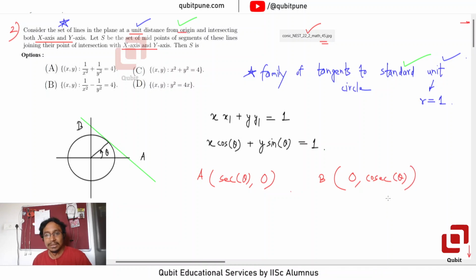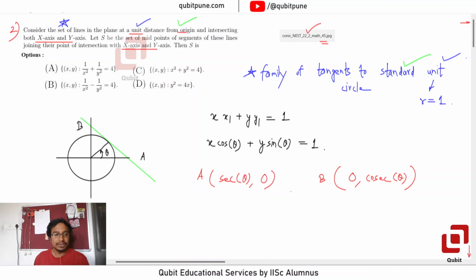Any doubt in this? When y is 0 for the x-axis intersection, x will be 1 upon cos theta, which will be sec theta. Is that clear? Yes? Okay. Now, the rest is easy.